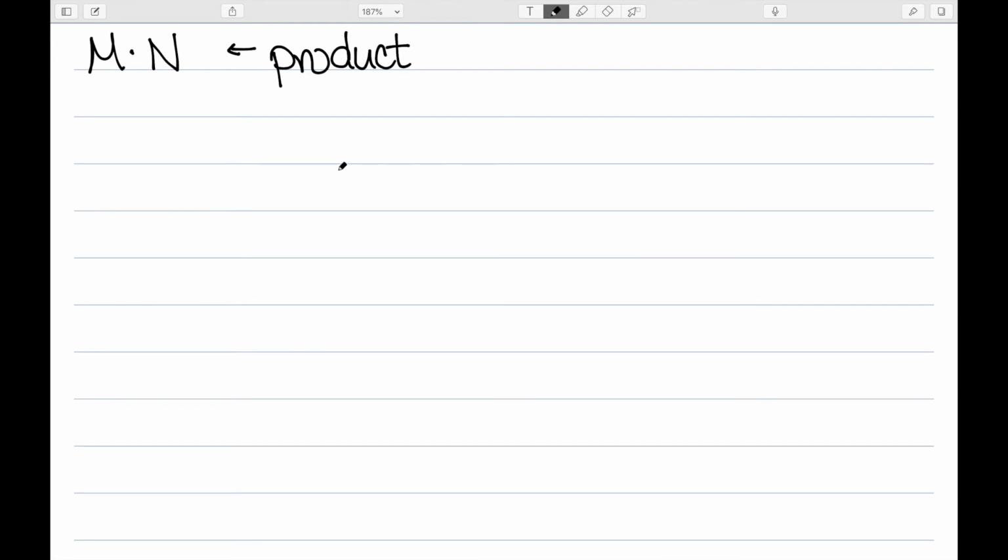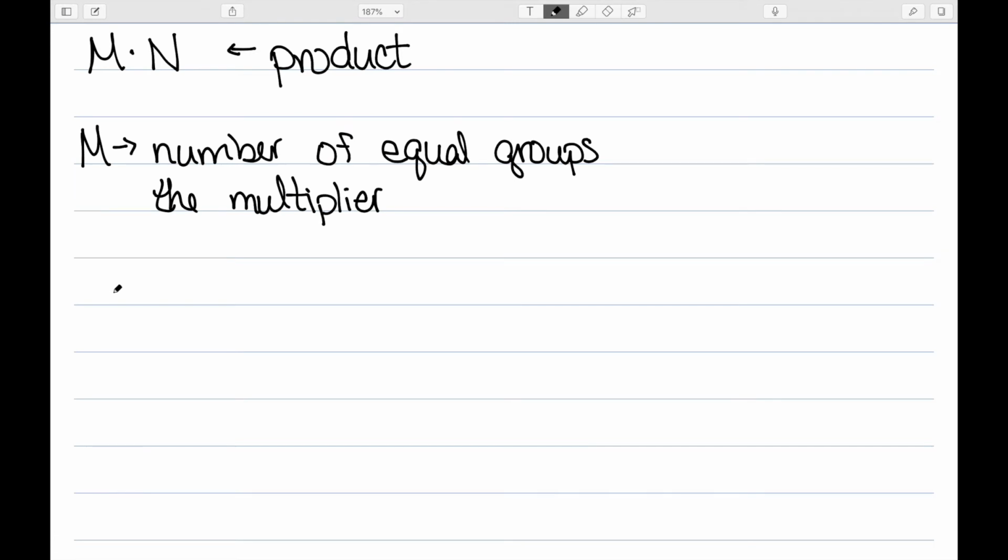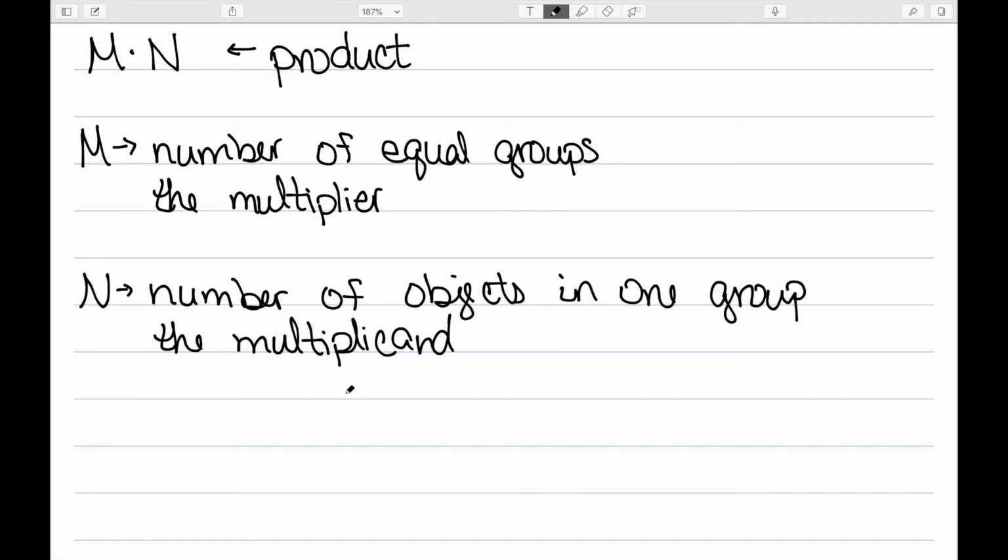The result, m times n, is known as the product. M, the first number, is the number of equal groups that we have. It's also known as the multiplier. N is the number of objects in a single group. It's known as the multiplicand. Students in elementary and middle school, as they learn to think about multiplication, it's important for them to think about it in terms of equal groups. They don't need to use the terms multiplier and multiplicand, but instead concentrate on the fact that we're looking at the number of groups and how many objects are in a single group.